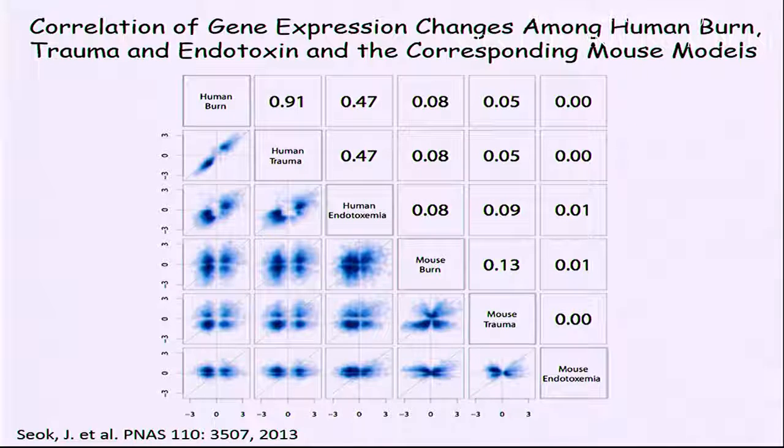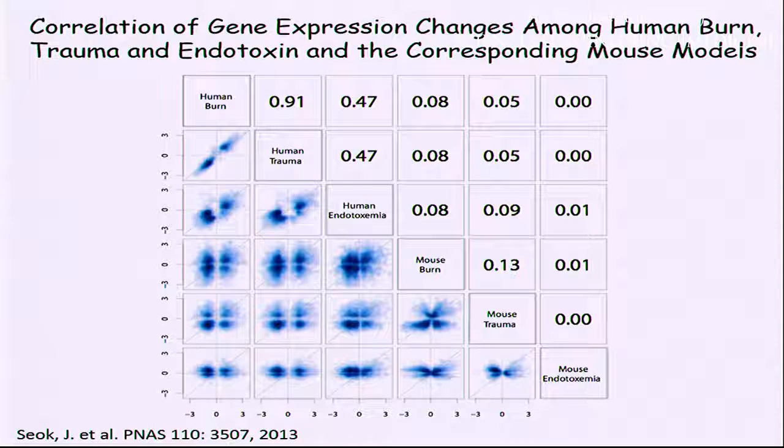When comparing the correlation of gene expression changes in humans, looking at the first box here, the burn injury compared to trauma in humans shows very good correlation in gene expression changes, in spite of all the caveats I just mentioned about demographics, severity of injury, and so forth. If we compare endotoxin to trauma, you can see there's still moderate correlation. Same for burn trauma and endotoxemia here. So there's moderate correlation.